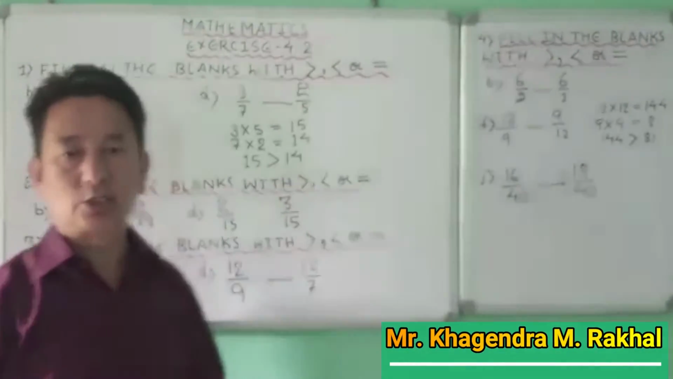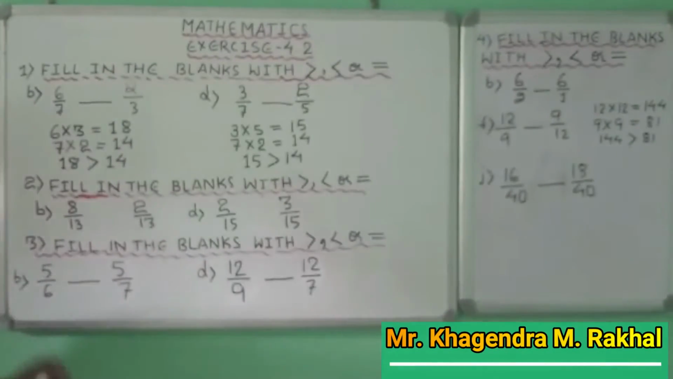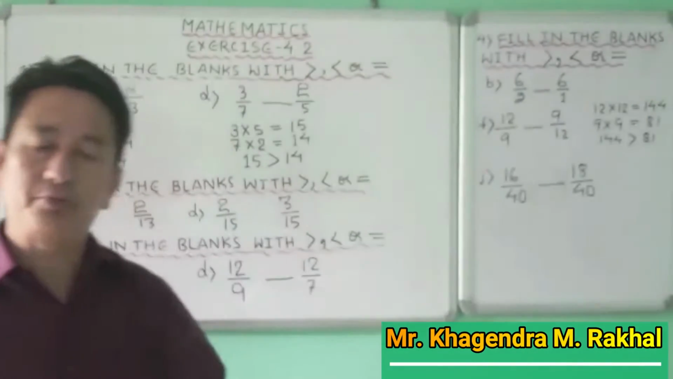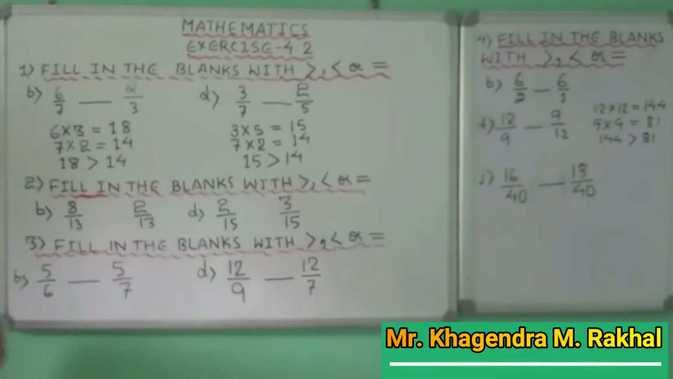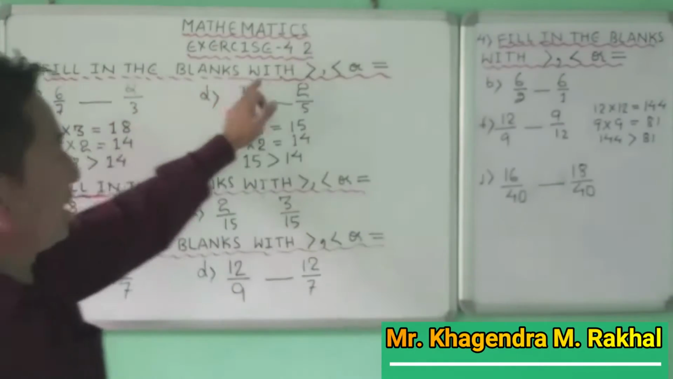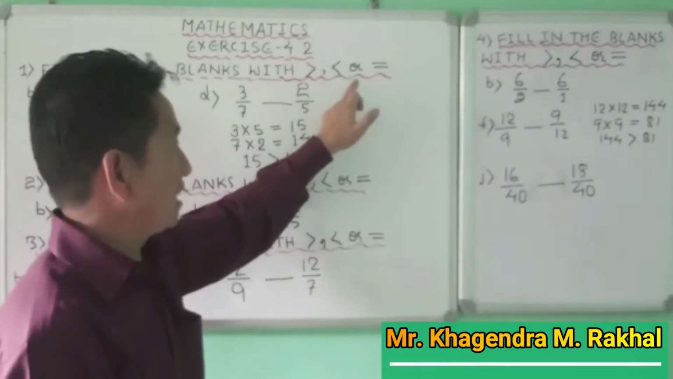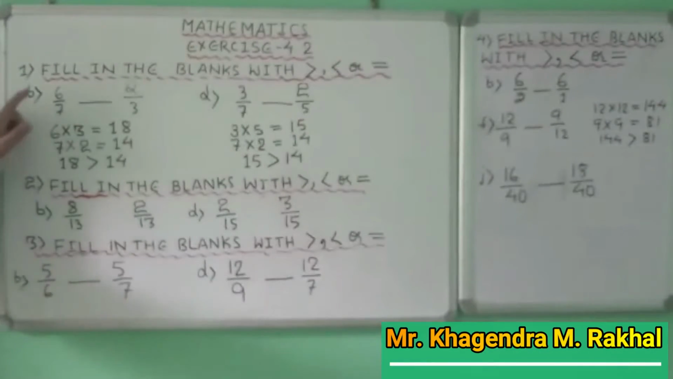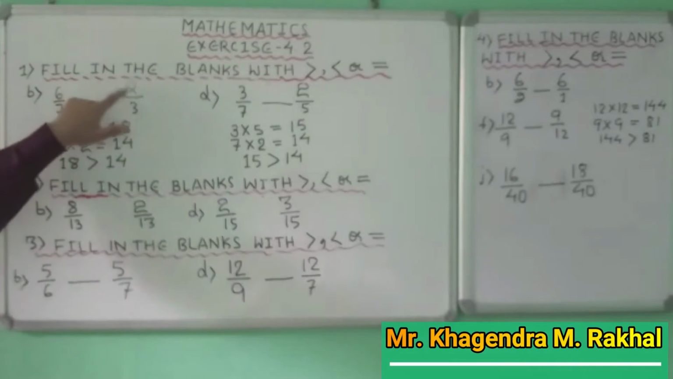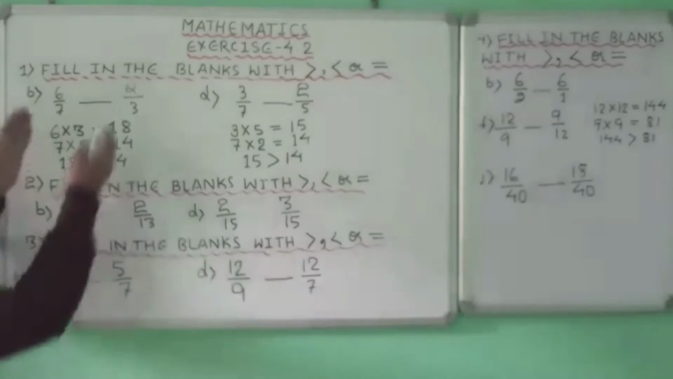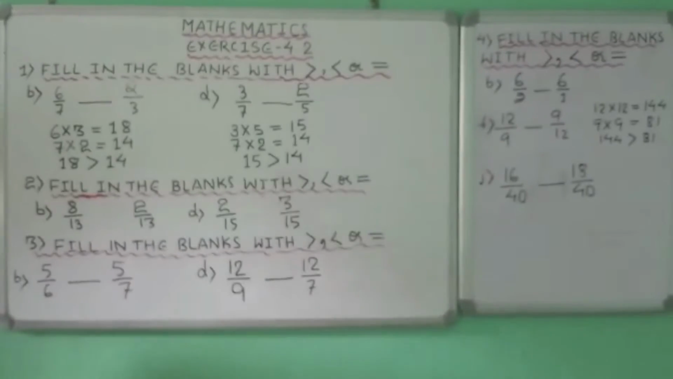Today we shall begin a new exercise in mathematics, that is exercise 4.2. For this you can refer to page numbers 66 and 67 in your textbook. First one here, question number 1: fill in the blanks with greater than, less than or equal sign. Here, question number B, 6 by 7 and 2 by 3. These are the two fractions. That means we are comparing these two fractions.